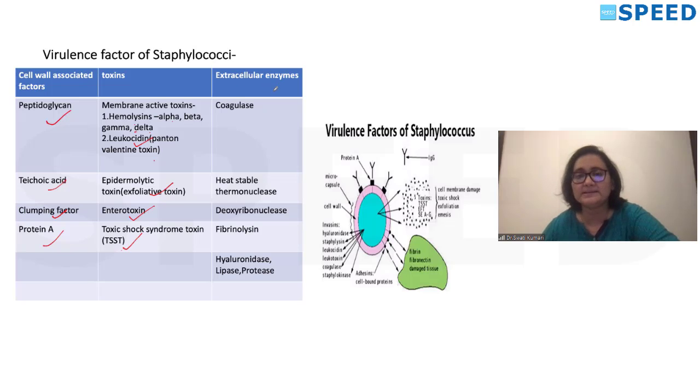Then we have enzymes released by Staphylococcus, which is one of the important pathogenic factors of Staphylococcus. That is coagulase, thermonuclease, DNase, fibrinolysin, hyaluronidase, lipase, and proteases. These are different virulence factors, that is disease-causing factors of the Staphylococcus.